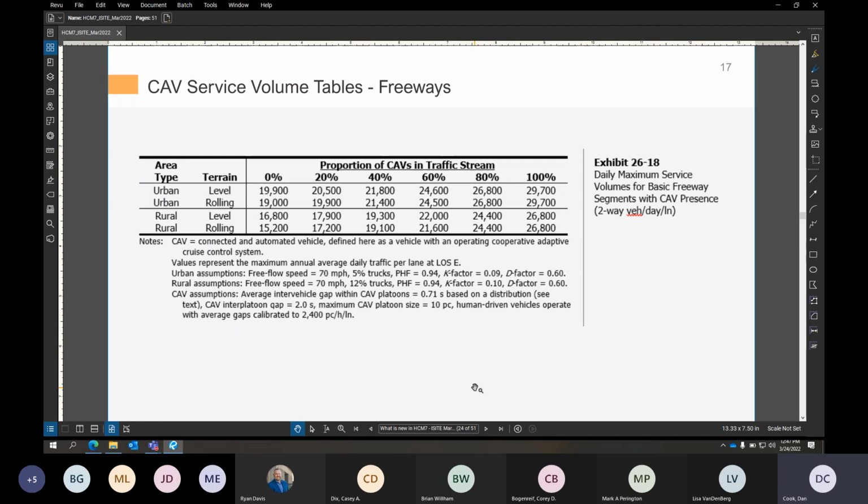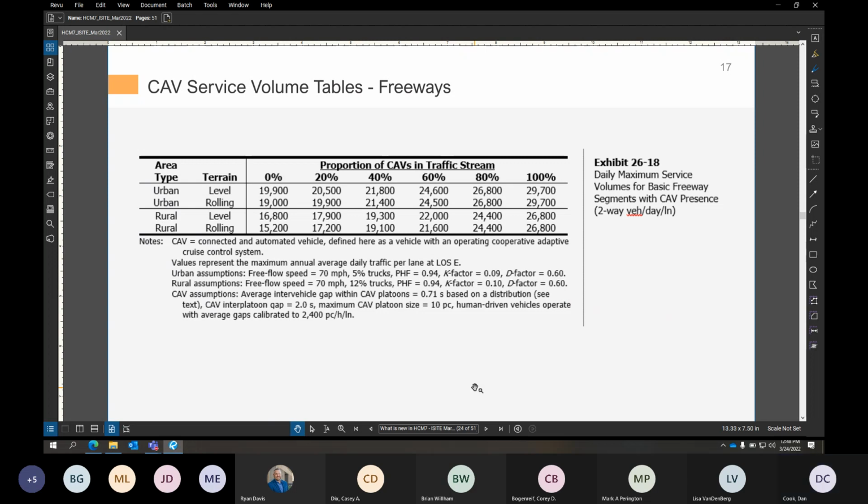Again, these are those service volume tables I was looking at. So this is just a planning level estimate, and I think this table is showing daily maximum service volumes for a basic freeway with some other given assumptions. Obviously, I'm not going to read through all the assumptions there, but you can get the idea.